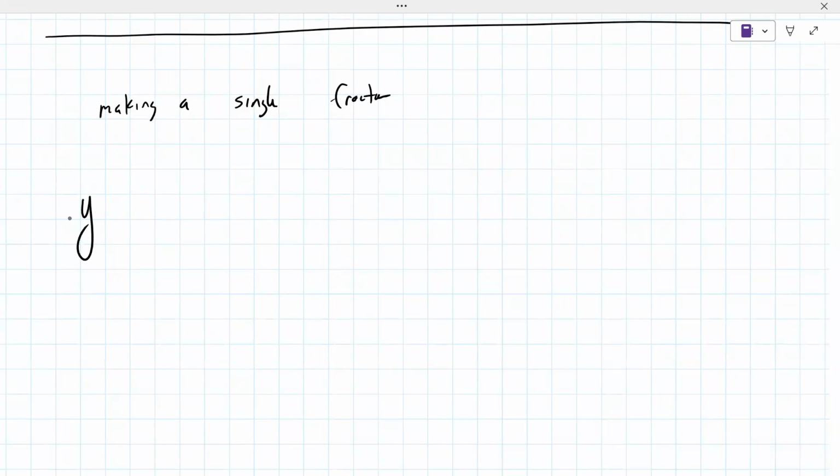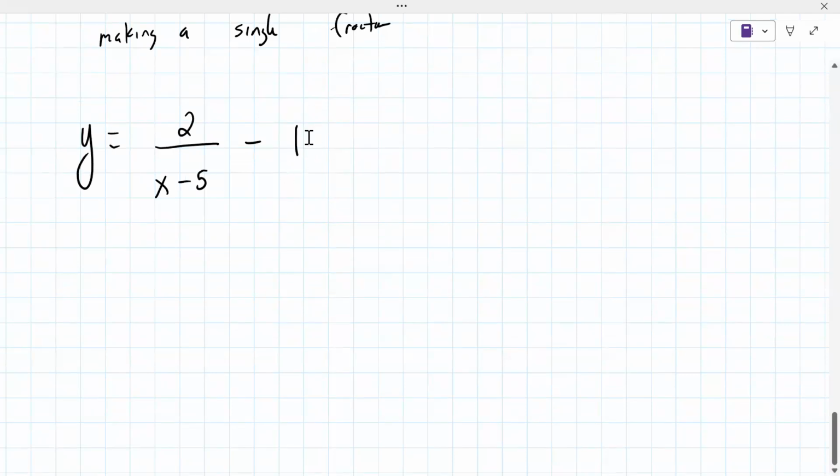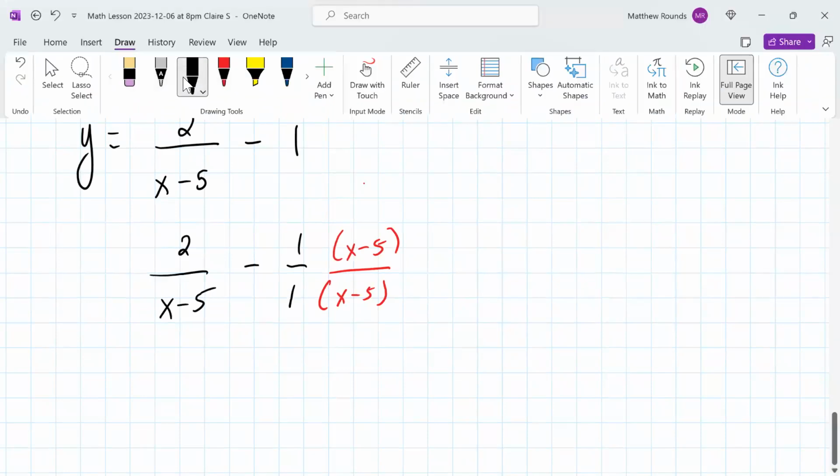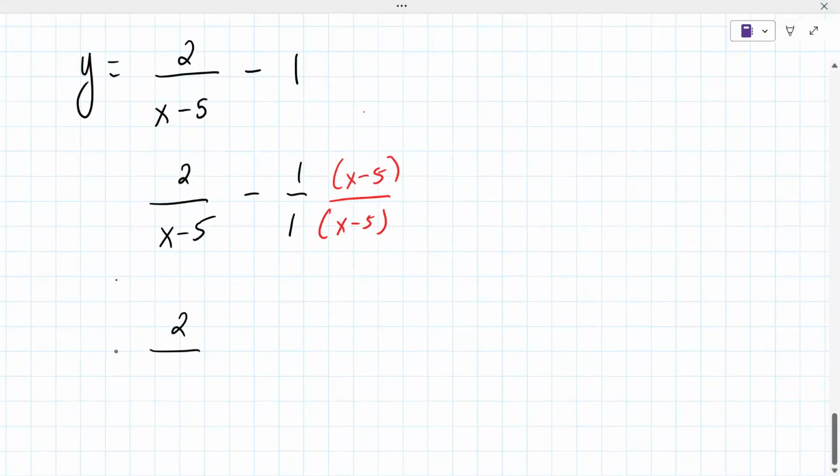Okay. So let's say something like this: y equals 2 over x minus 5, minus 1 this time. So the first thing you do is you make the thing on the right a fraction. So it's 2 over x minus 5 minus 1 over 1. Then you multiply the top and bottom by whatever the other bottom is. So it becomes, and I'm going to do this very sequentially here, x minus 5 over x minus 5. But the top is still considered to be in parentheses. Okay, and that's very important to remember.